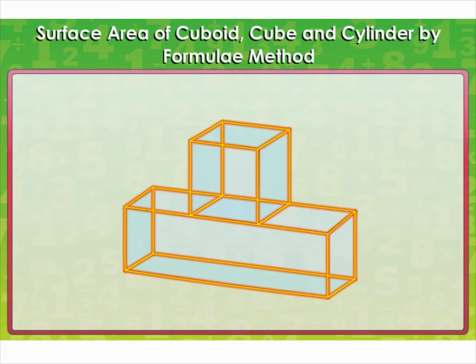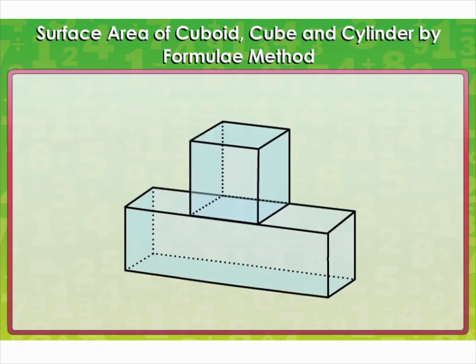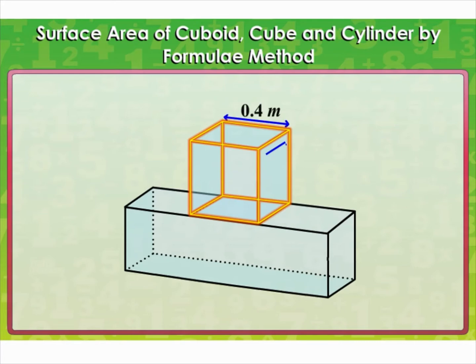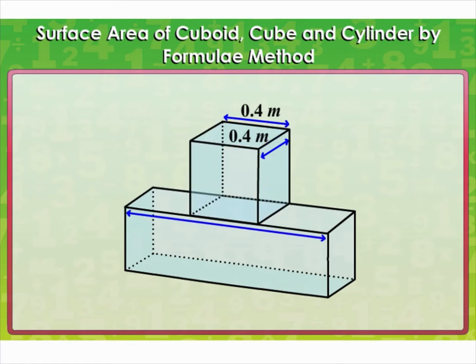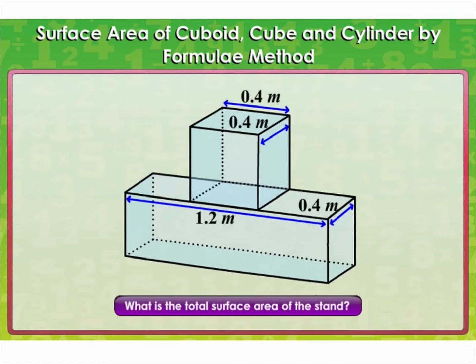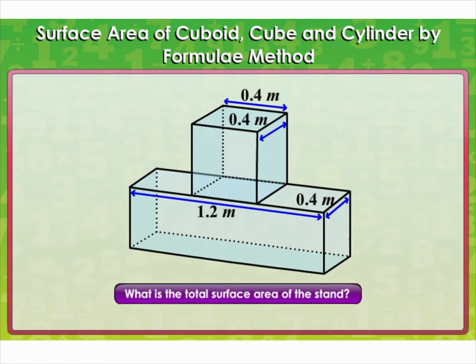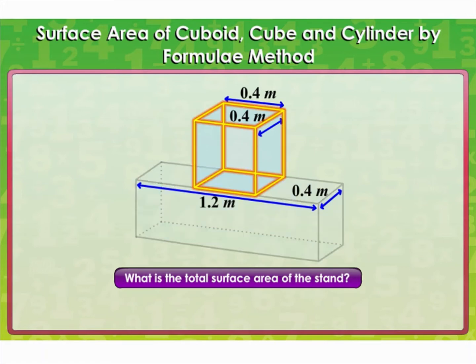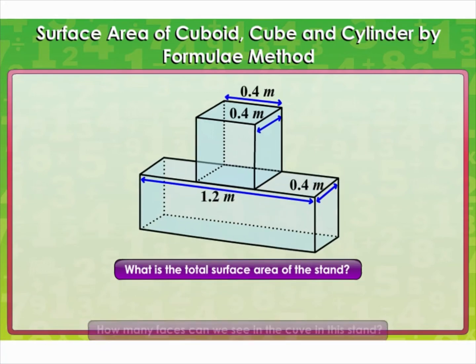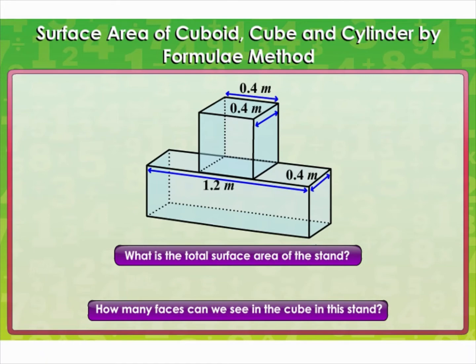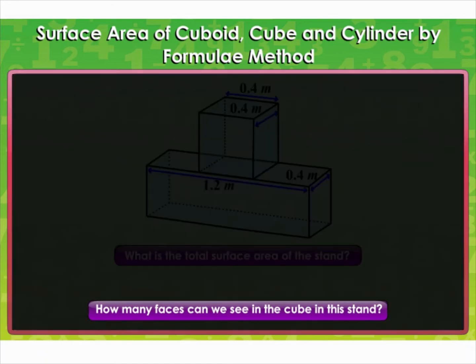The diagram shows a winner stand. The upper part is a cube with edges 0.4 meter. The length of the cuboid is 1.2 meters and its breadth is 0.4 meter. What is the total surface area of the stand? Let us find the surface area of the cube first. How many faces can we see in the cube in this stand? 5 or 6?